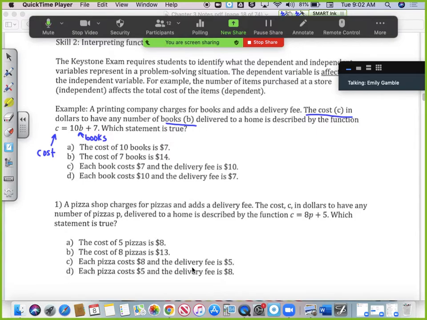Now, if we look at what I put on this function here, I showed you that C is the total cost, and B represents the number of books. Looking at just this right here, what can you tell me about the price per book? If B represents the number of books, what is the price per book then? If the variable B, which represents the number of books, is being multiplied by 10.